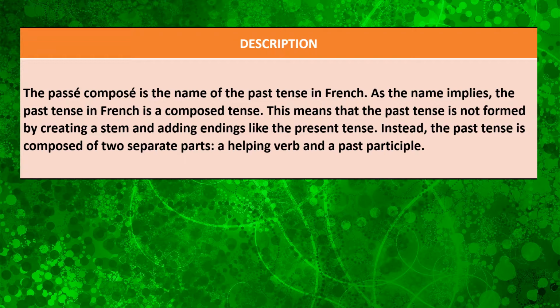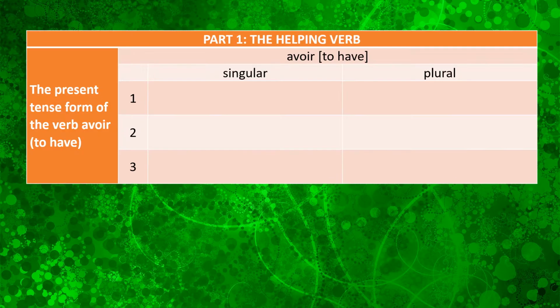The Passé Composé is the name of the past tense in French. As the name implies, the past tense in French is a composed tense. This means that the past tense is not formed by creating a stem and adding endings like the present tense. Instead, the past tense is composed of two separate parts: a helping verb, and a past participle. Okay, let's start with part one, the helping verb.